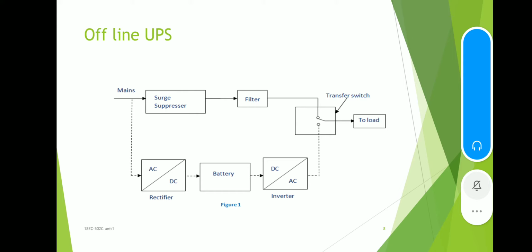And what are the advantages and the disadvantages? The main advantage is that it costs a little bit less. But the disadvantage is that it takes some time to switch from the main supply to the DC source. This is the disadvantage of the offline UPS.